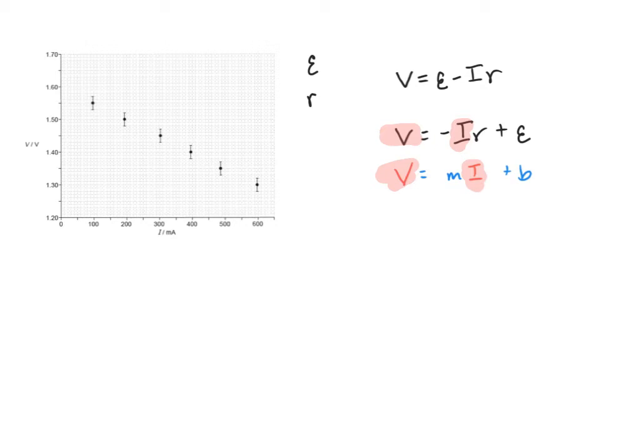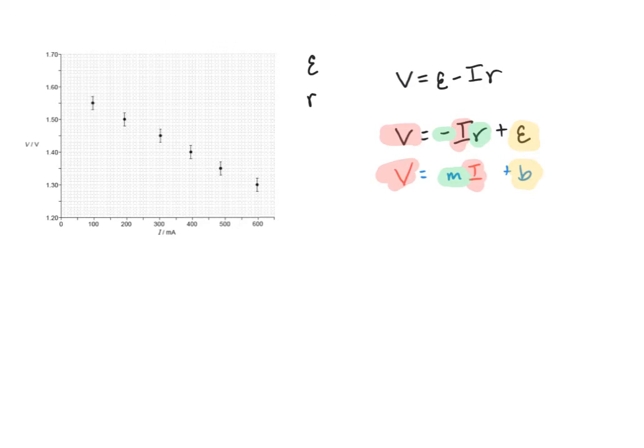We can also see that we have a thing that is multiplied by our current. So we've got negative R times our current, and we know that that is going to be equal to the slope of our line of best fit, because that's what's getting multiplied by I. It's the coefficient for I in our line of best fit equation, and it's the coefficient for I in our voltage equation. Similarly, we know that our EMF has to be equal to B, because again, that is the thing that is added to I in both equations.